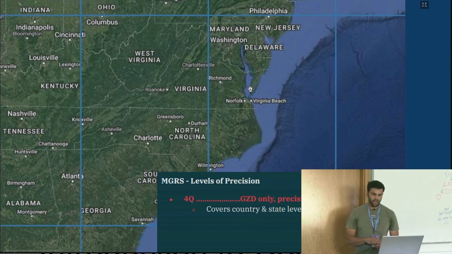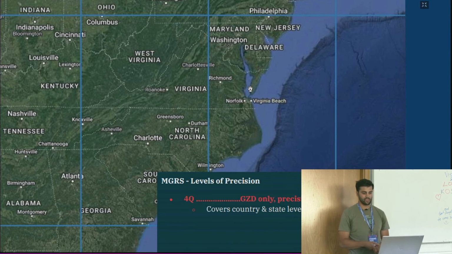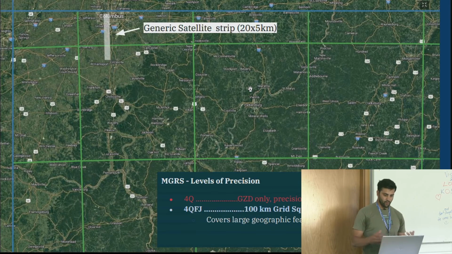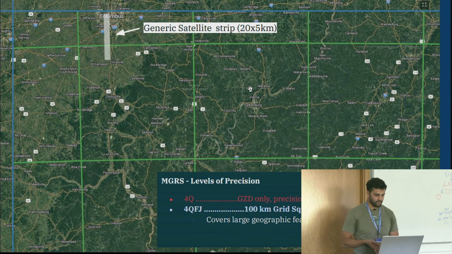So this is what a grid looks like. This is the United States. These blue lines are the grid zone designations, and it's 6 degrees by 8 degrees most of the time. So it's good for identifying states and country level information. If we go further down, I've thrown up a generic satellite strip here, 20 kilometers by 5 kilometers, just to give a sense of scale.